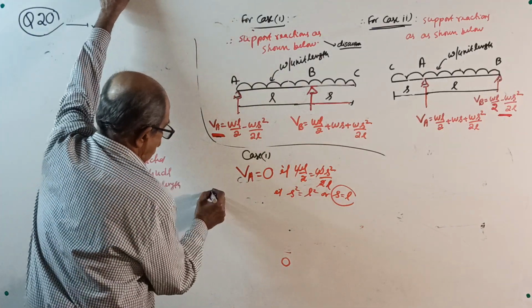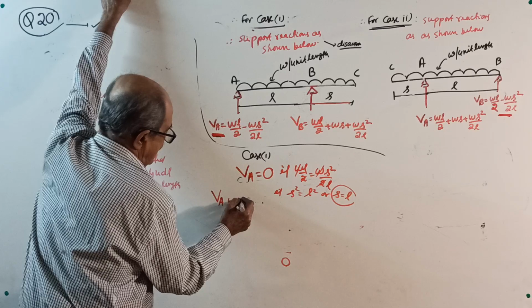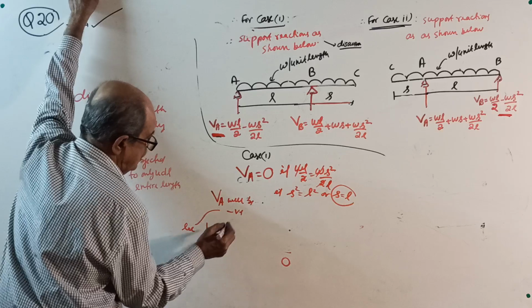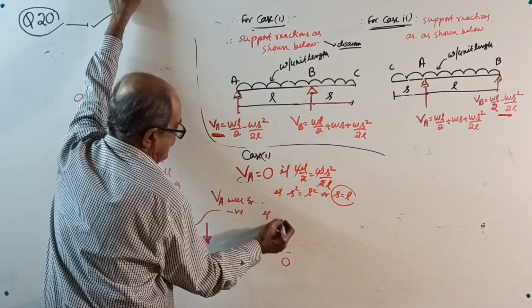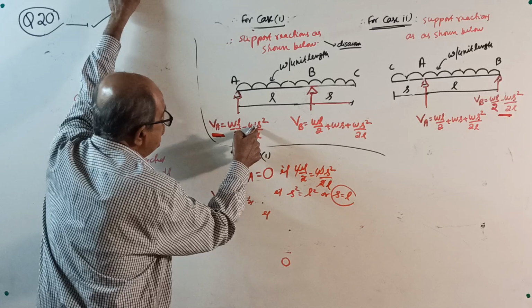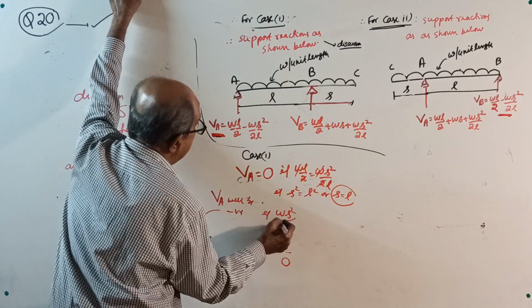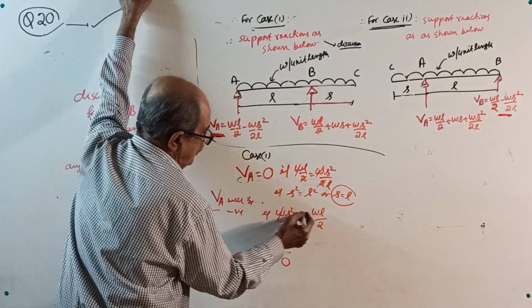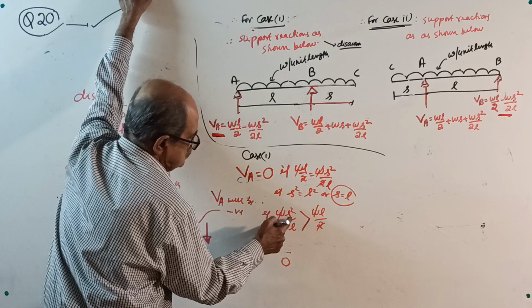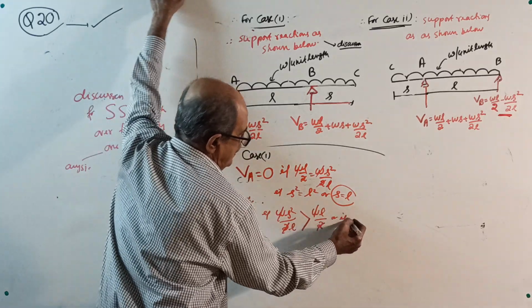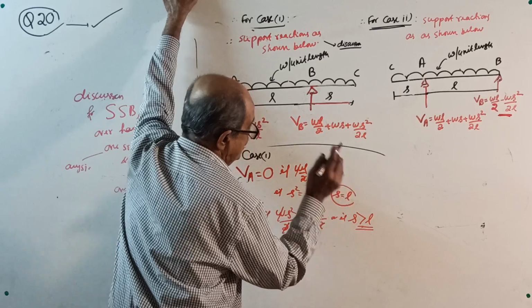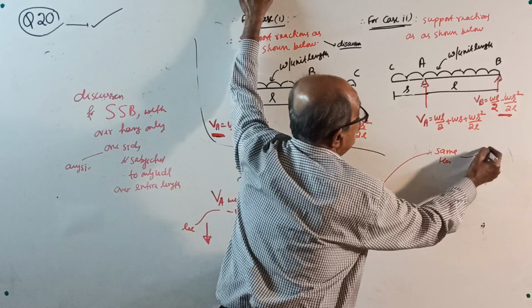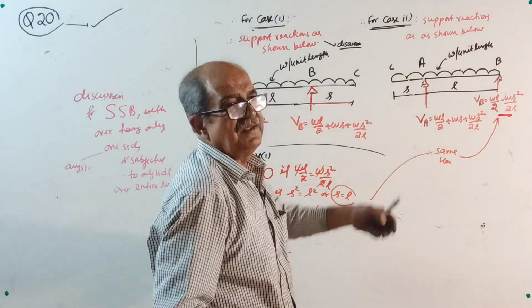Whereas your VA will be negative. Negative means later you have to mark it downward. If WS square by 2L is more than WL by 2, W cancels, 2 cancels, S square is more than L square, or if S is more than L. Same discussion here also, same for VB.